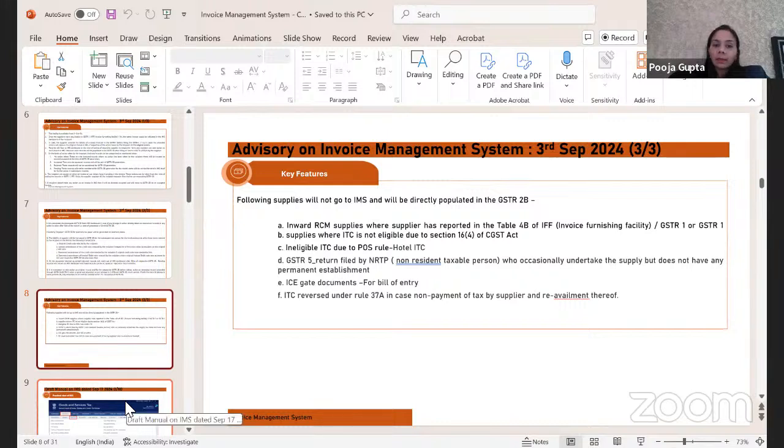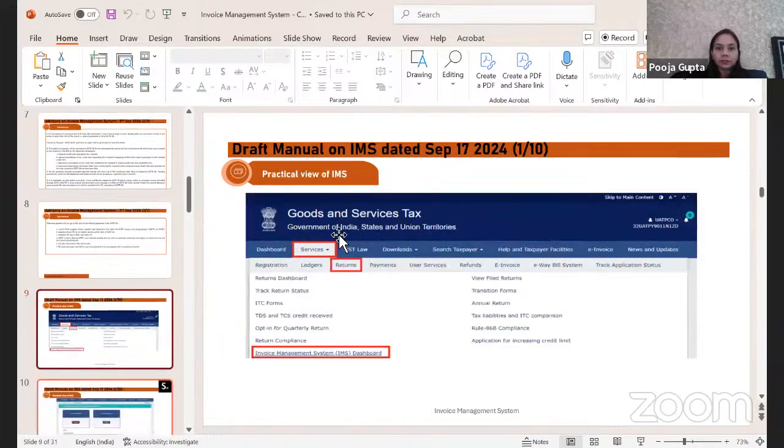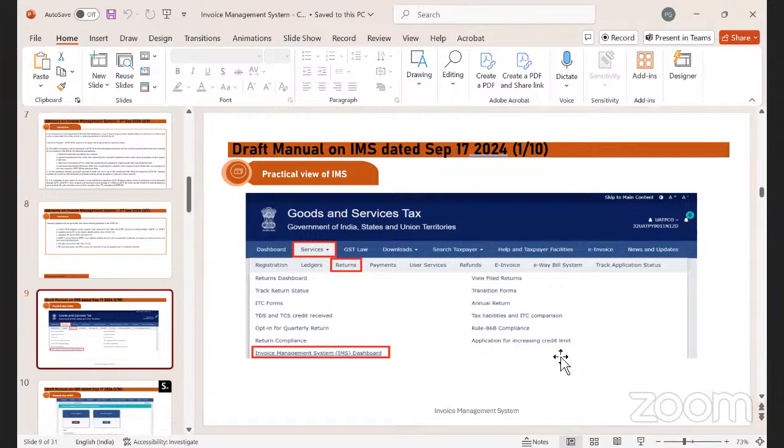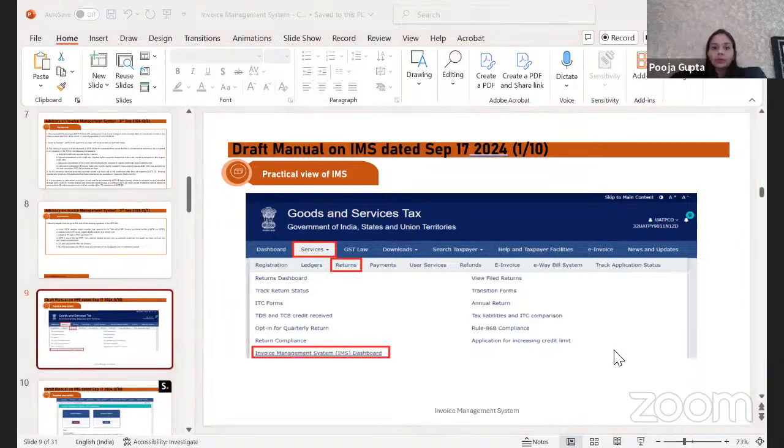Let us understand how our IMS dashboard looks practically on the portal. Hope everybody has seen it while filing the GSTR 3B of the October month, but still I will go through it quickly to show how the practical view looks on the GST portal. First, everybody can log in on gst.gov.in, then go to Services, then Returns, and then go to the Invoice Management System dashboard.